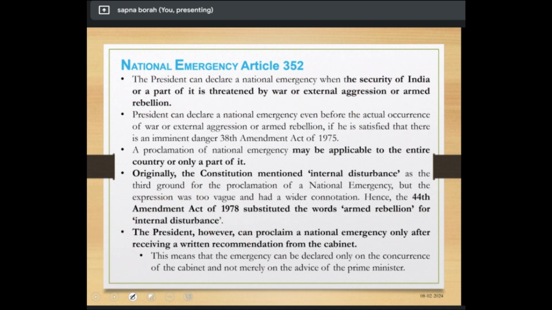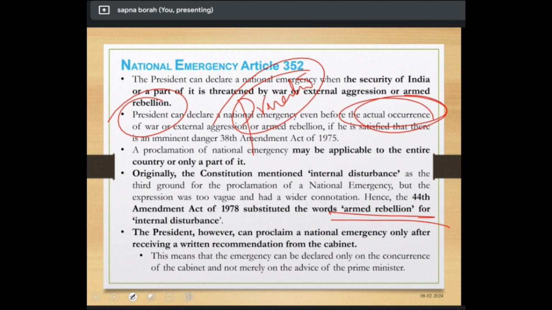Word to, but now this has been removed and replaced by armed rebellion. Third thing is that the emergency can also be declared before the actual occurrence. If the chances of war, aggression or armed rebellion were 100%, then the president can declare a national emergency to avoid it also. So this is a special case of prevention is better than cure. It may be applicable to a part of it or the entire country.